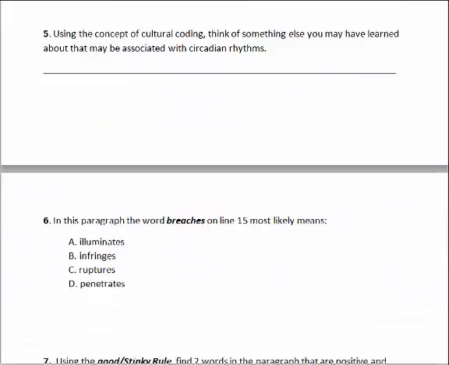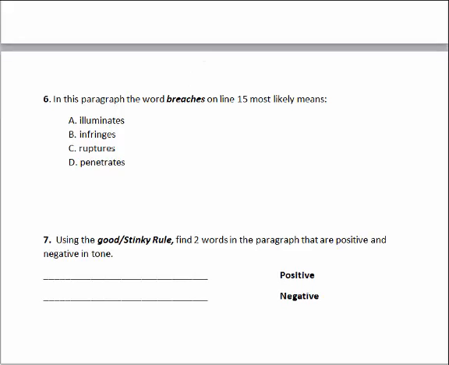We look over here and start crossing some stuff out. Double pass system. Illuminates. Illuminates means to shine. That's not really closing, so that's out. Infringes. That's kind of like, you know, you're overstepping your boundaries. That doesn't really make sense.